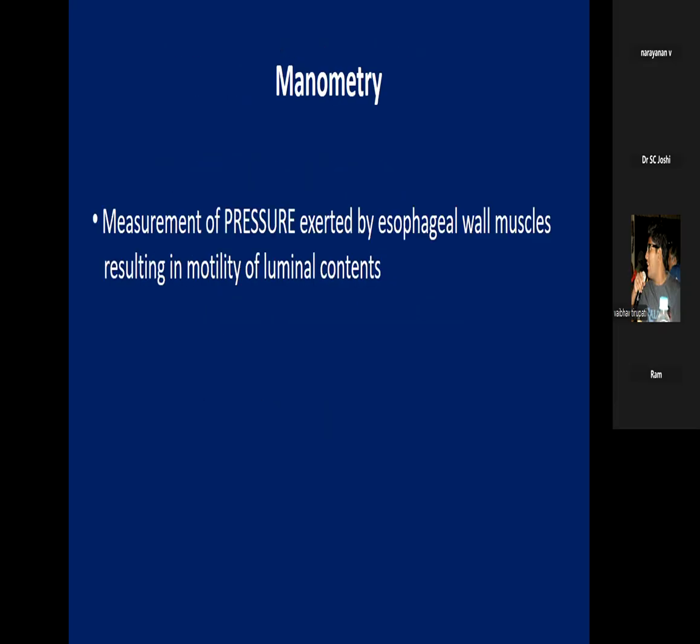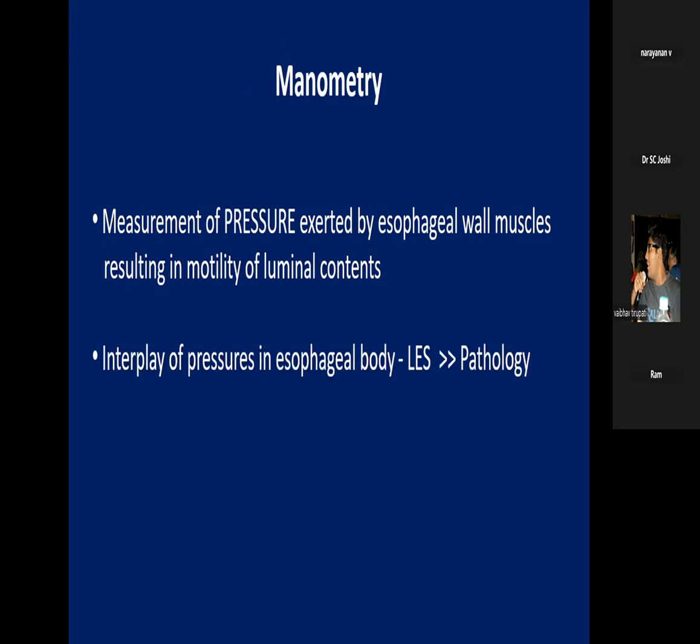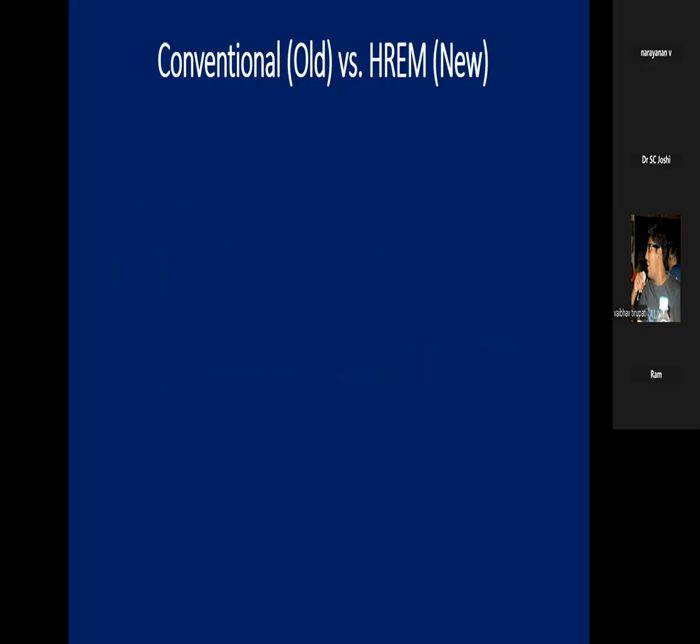So what does manometry do? It measures the pressure exerted by the esophageal wall muscles, resulting in motility of luminal contents. The interplay of these pressures in the esophageal body and the LES, lower esophageal sphincter, results in normal motility or pathology. So this is the principle behind esophageal motility and manometry.